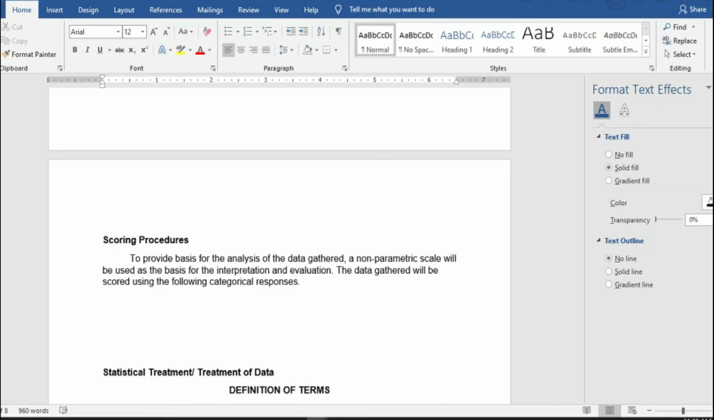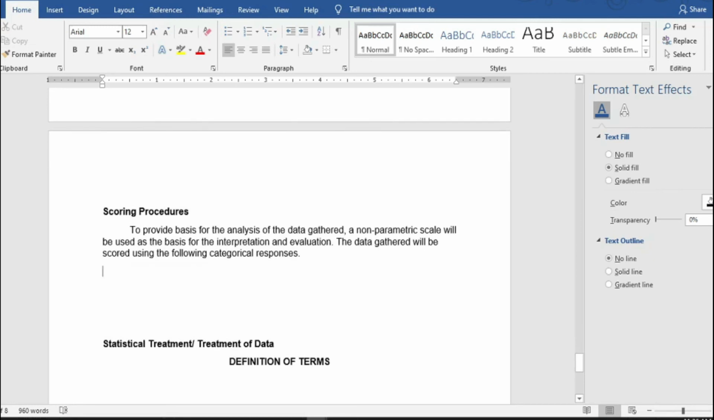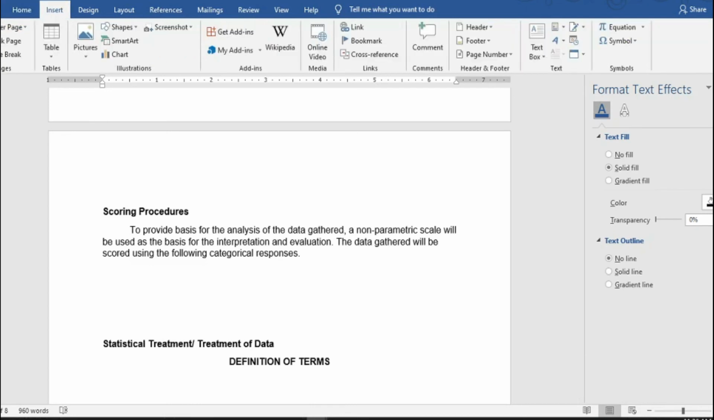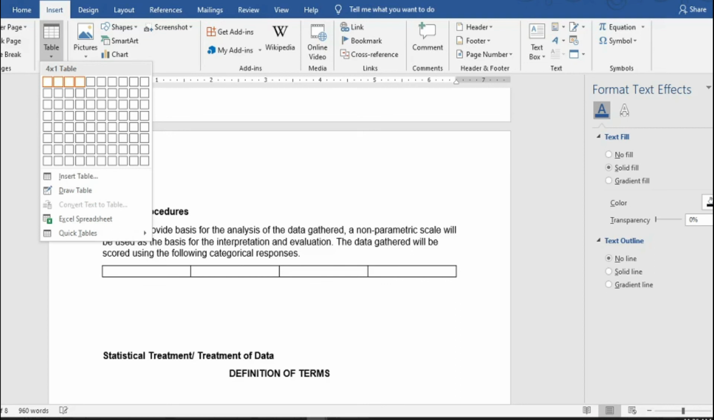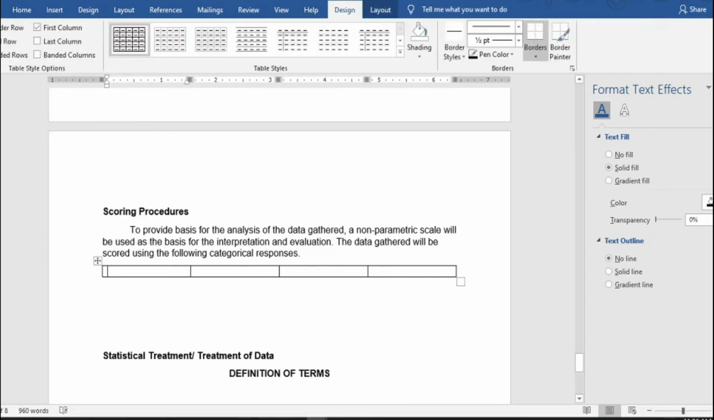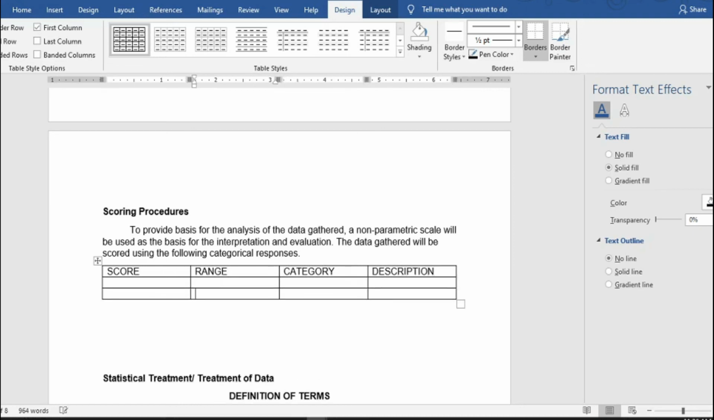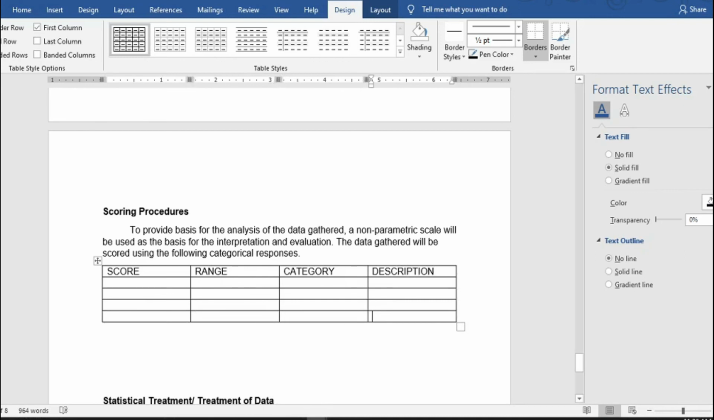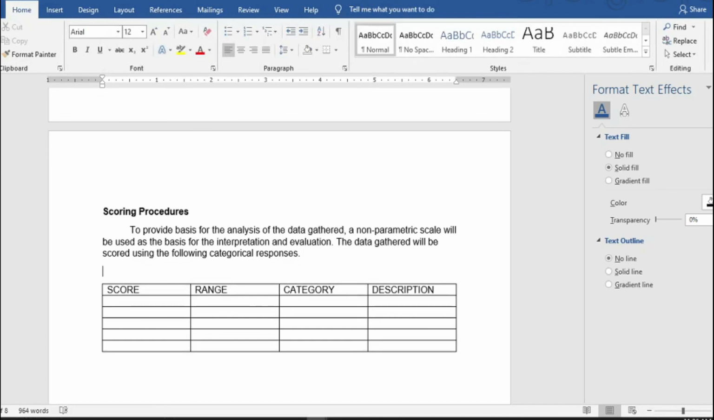For interpreting the data, we look at the impact. We create a scoring table, insert a table with score, range, category, and description. I know you are familiar with this. This is the level of lockdown impact.